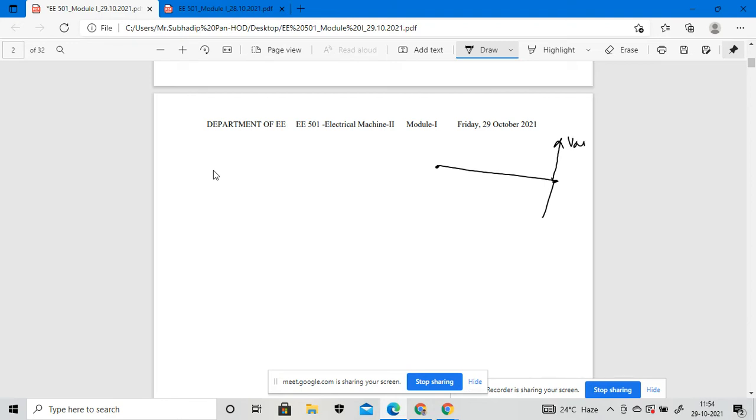So this is my V of AB, and this is my V of CD, right? This is my B, this is A, this is D, this is C, and the rotational motion is omega m. Okay, so first we have to consider the segment AB.